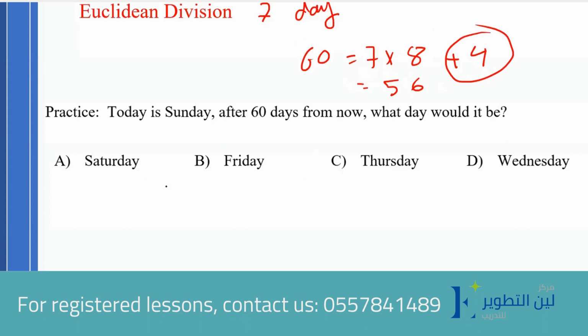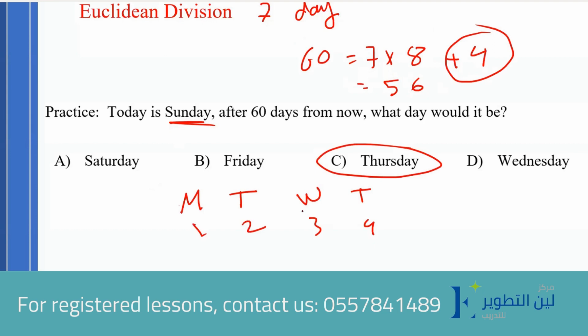We just add. We started with Sunday, and we add from the next day. So it's going to be Monday, Tuesday, Wednesday, Thursday: 1, 2, 3, 4. When we add, we count from the next day. So the answer is Thursday.